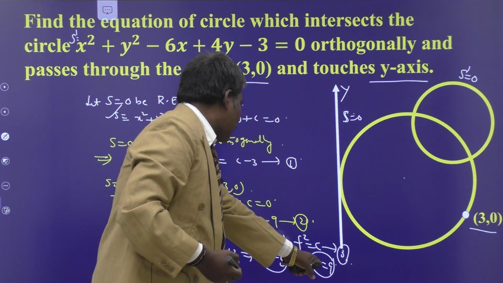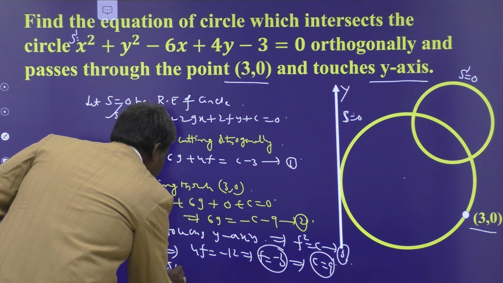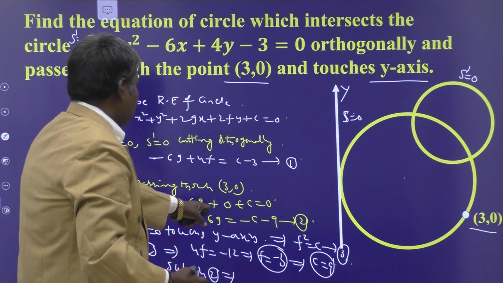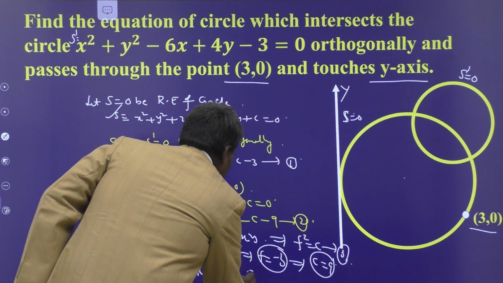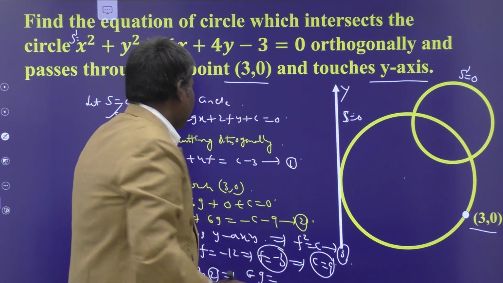When c is equal to 9, you substitute here itself, substitute c, we get 6g is equal to minus 9 minus 18.